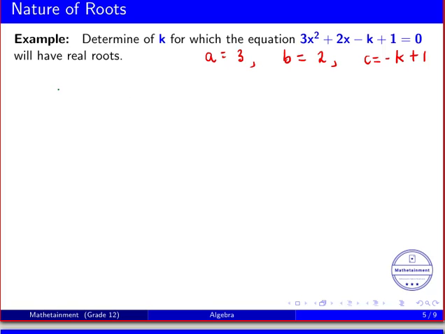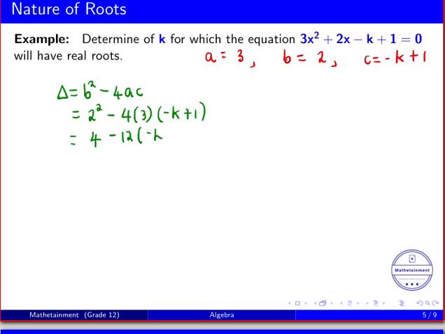Let's find our discriminant here. Our discriminant is given by b squared minus 4ac. And in this case, our b squared would be 2 squared minus 4 times 3 times negative k plus 1. So here, 2 squared is 4 minus 12 into negative k plus 1, step by step. So I have 4 plus 12k when I remove that bracket, minus 12. So this gives me 12k minus 8, because 4 minus 12 gives us minus 8.